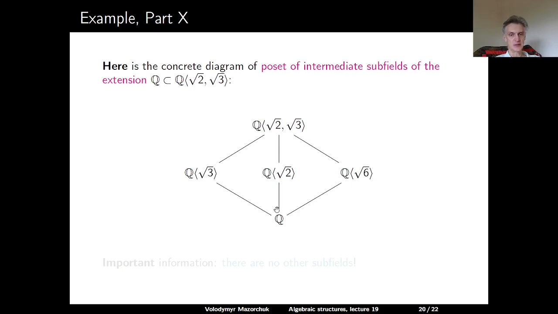So our smallest field is Q, our largest field is Q with both the square root of 2 and the square root of 3 added, and in between we have Q with the square root of 3 added, we have Q with the square root of 2 added, and we have Q with the square root of 6 added. And the important information is there are no other intermediate subfields. That's the complete picture.